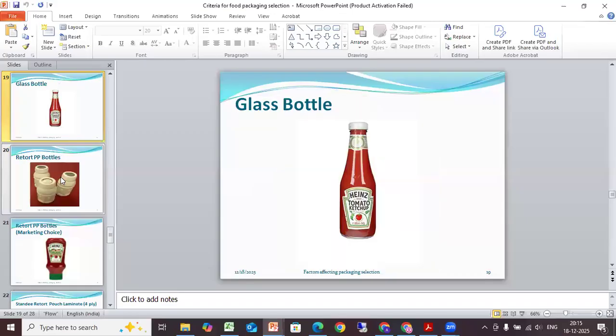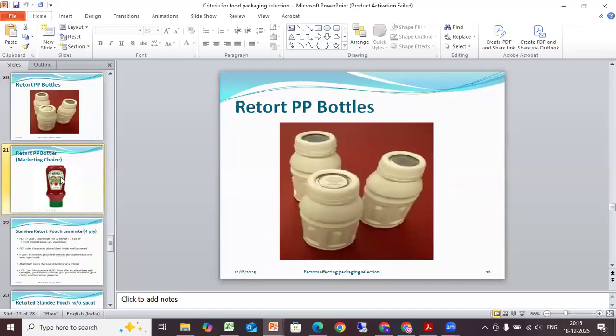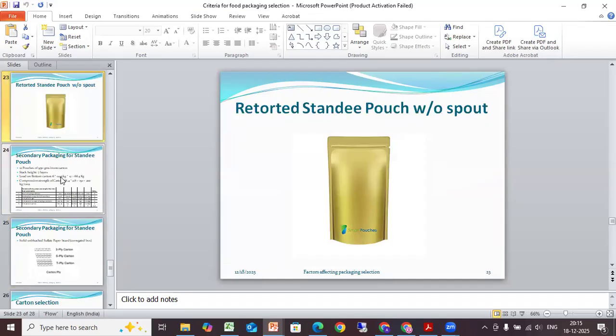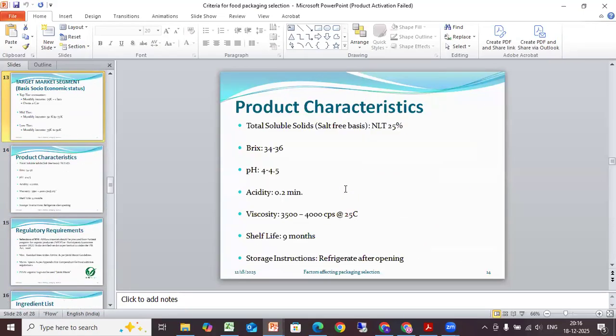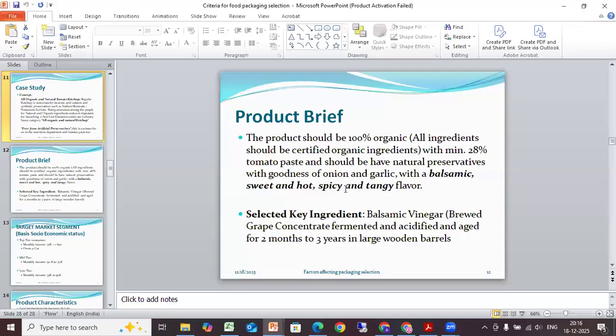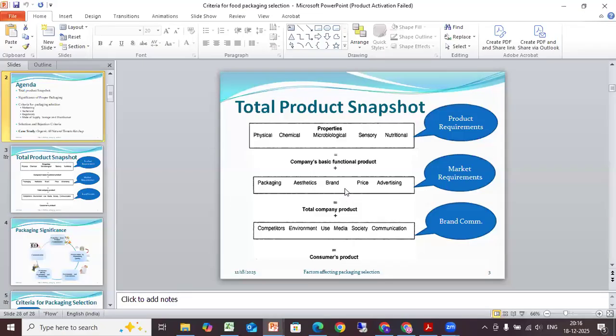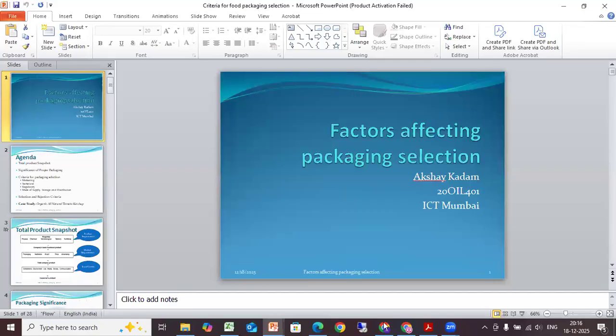This is again PP. This is glass. This is your pillow pouch. This is a retort stand-up pouch. I don't have the picture right now. Sorry, I will get it. You can get it from the net.